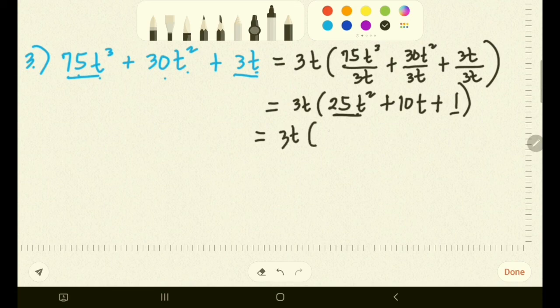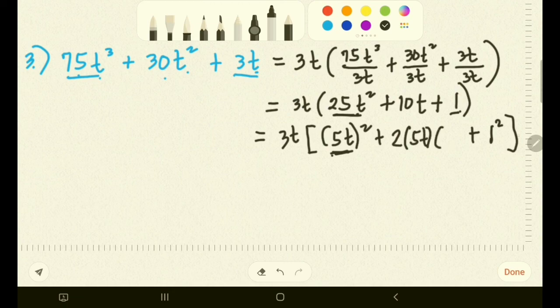Okay, it's clear. Express each term to the power of 2. So that would be 5t quantity squared for 25t squared. And then plus the square of 1, that is 1 squared. Okay, you can do this directly, class. When you have a PST, times 2, just multiply the base or the square root of each term. 5t times 1. Okay. So, as you observe, 2 times 5t times 1 is 10t. So, it's clear that this is a perfect square trinomial.